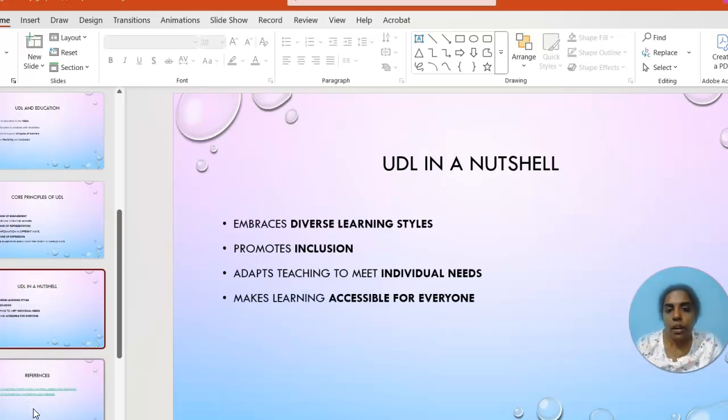So, in short, UDL embraces diverse learning styles. It promotes inclusion and adapts teaching to meet individual needs. It makes learning accessible for everyone. So, irrespective of whether the child has disabilities, whether the child is a first generation learner, or whether the child has any language issues, we make the teaching learning process customized according to how they will learn it by making use of the three principles that I have just mentioned.